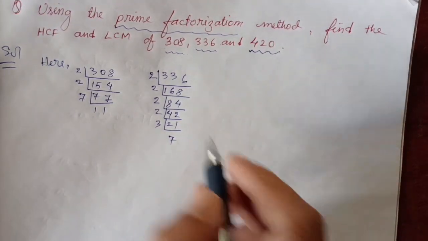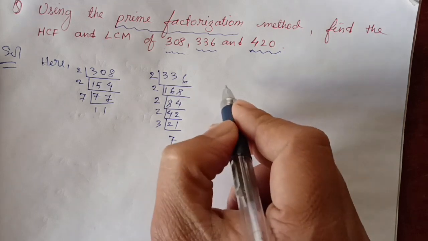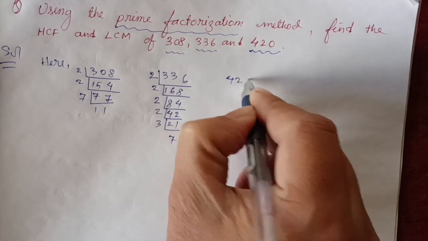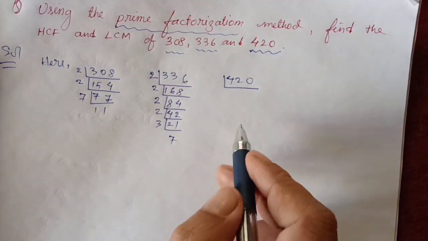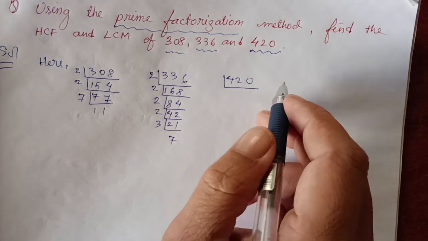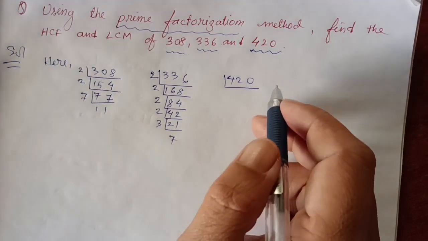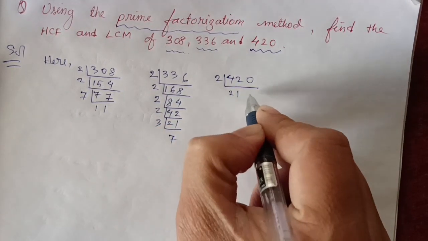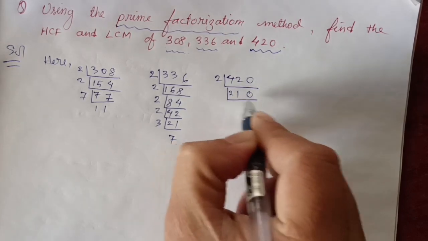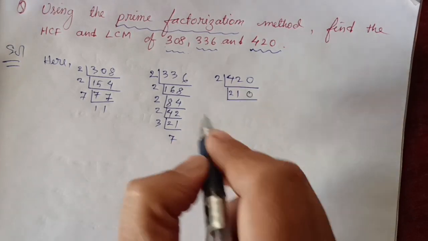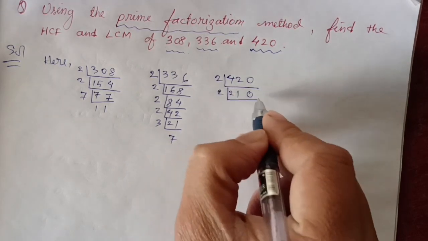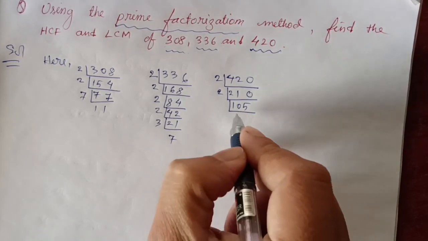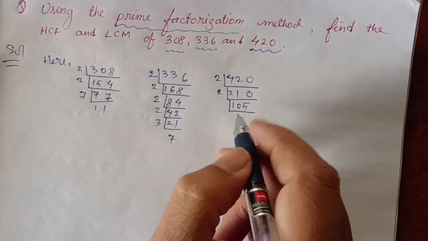Next is 420. This will be the last number. 420 is an even number, so we should try with 2 first. 2 2s are 4, 2 1s is 2, then 0, giving 210. Still 210 is an even number, so we can still divide by 2. If 210 is divided by 2, we get 105. Now 105 is not an even number anymore.